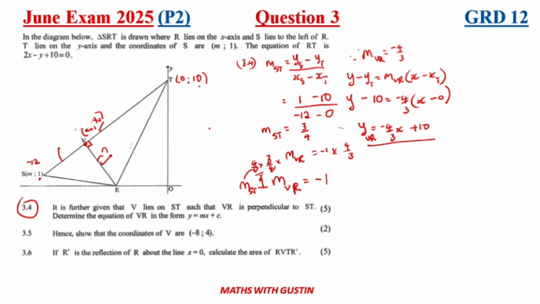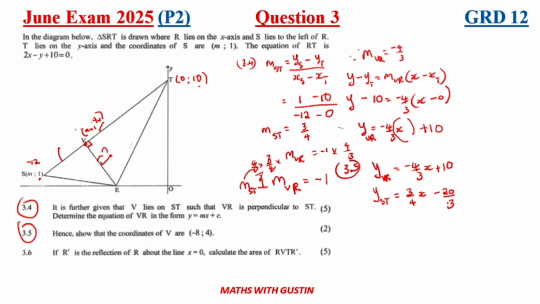Here we must find the equation at 3.5. If we have this as an equation of VR, minus 4 over 3x plus 10, okay, my math tells me that y of ST should be equal to 3 over 4 x minus 0 over 3. All right, so this is basically what this means.